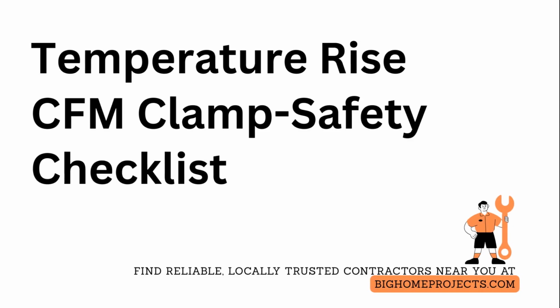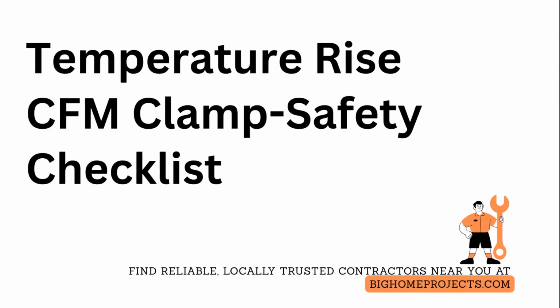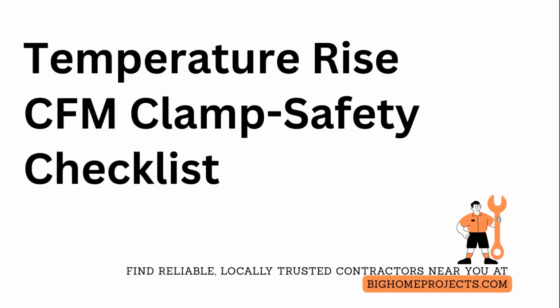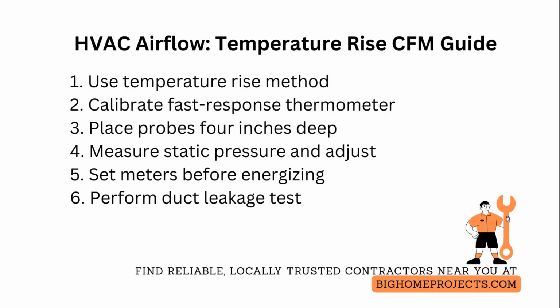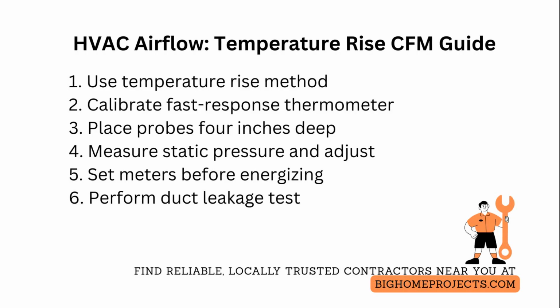Measure airflow safely using the HVAC temperature rise formula to calculate cubic feet per minute and avoid touching live electrical parts during testing. Use the temperature rise method by measuring supply and return air temperatures across the coil. Then apply the formula: CFM equals 120 times the heat gain in British thermal units per hour divided by the delta T in degrees Fahrenheit.